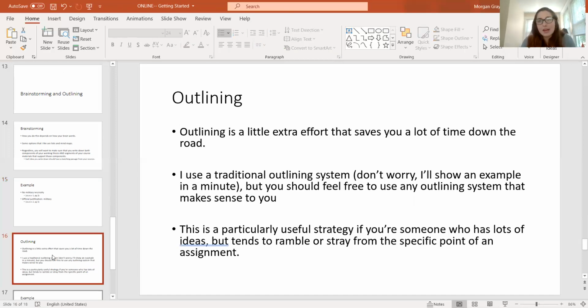Outlining is something that takes a little bit of extra effort up front, but it saves you a lot of trouble down the road. When I do not outline, a paper takes me a lot longer to write, honestly. The 15 to 20 minutes I spent before I start writing, organizing my thoughts, saves me 2 hours because I'm not going off on tangents.